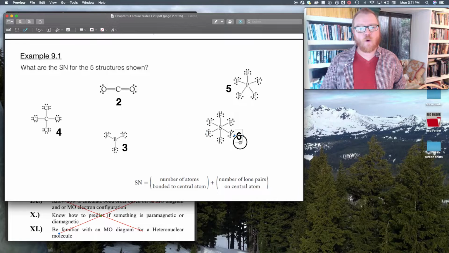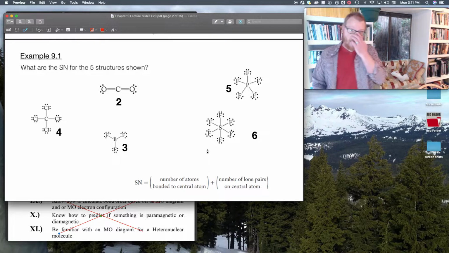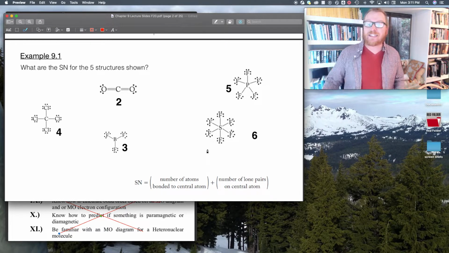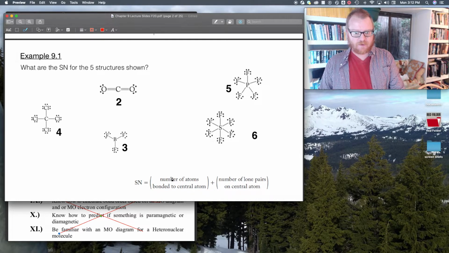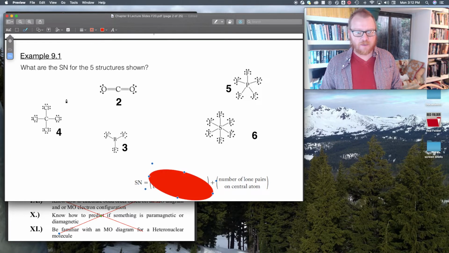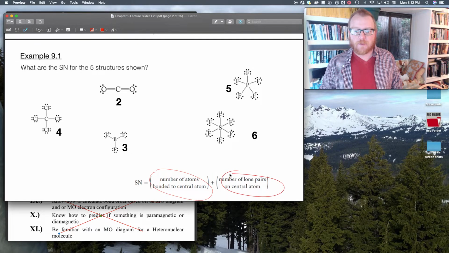All right, so these ones were all pretty straightforward because there were no lone pairs around the central atom. But remember, if we did have a lone pair on the central atom, that counts as one of these things, right? It's the number of things bonded, plus the number of lone pairs. Okay, great.